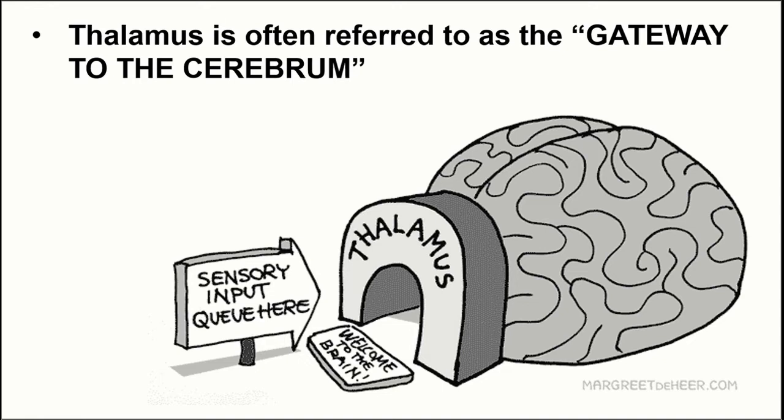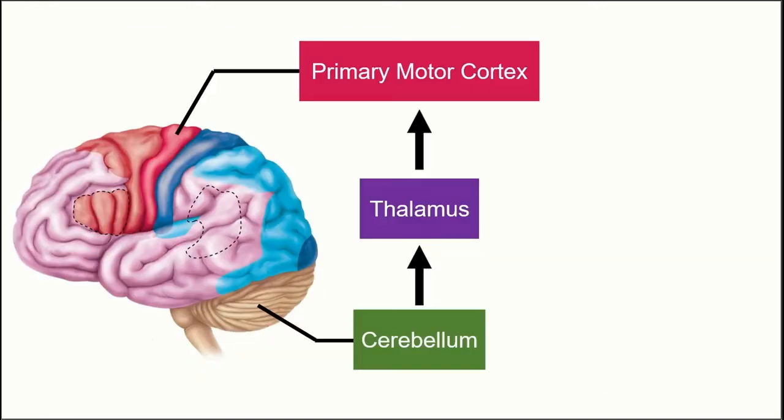Because of its close communication and contact with the cerebrum, and specifically the functional areas of the cerebral cortex, the thalamus is often referred to as the gateway to the cerebrum or the cerebral cortex. The thalamus also receives input from the cerebellum and communicates that information to the primary motor cortex of the cerebrum. So using this information, the primary motor cortex can execute voluntary muscle movements.